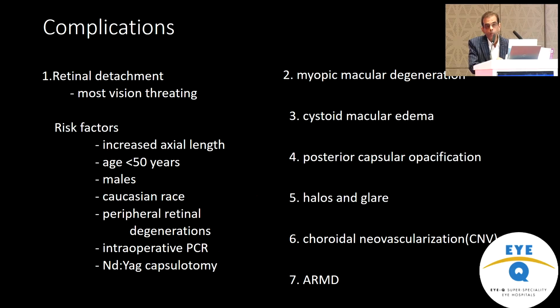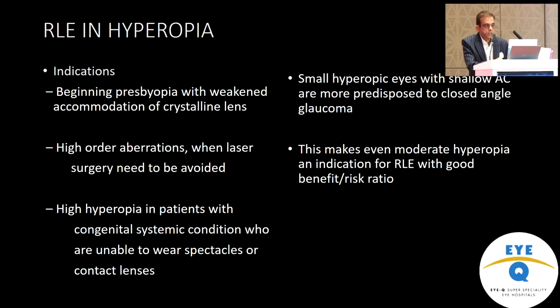Before having an OOPS moment, we should know what all can happen during the surgery. Retinal detachment is the most dreaded one, and when it happens, it is mostly post-surgery and has to be dealt with by our retina colleagues. Then there can be macular degeneration, edemas and so on. Similarly, in hyperopia we do these surgeries, but we have to take care because of small hyperopic eyes and shallow ACs, which are more predisposed to closed angle glaucoma.